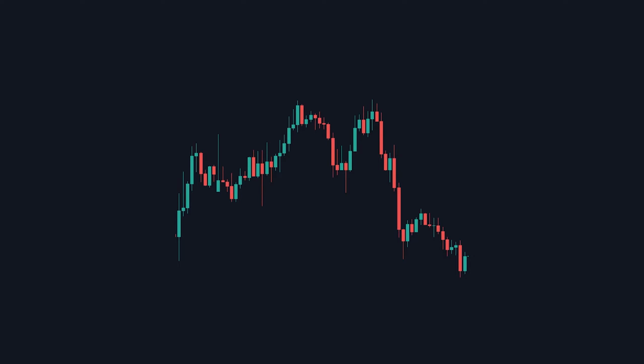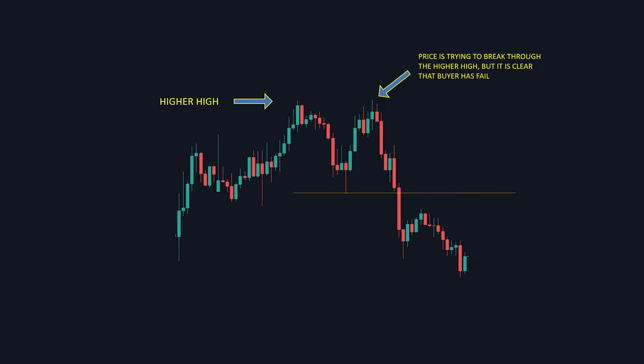Firstly, we can notice the price creates a higher high, and then we can see that the price is trying to break through the higher high, but it is clear that the buyer has failed. Then we may observe the gradual strengthening of the seller's power and easily break through the neckline. With this, we can get some information from this chart which shows that the seller is now dominating, and the price has a relatively high probability of continuing to run downwards.